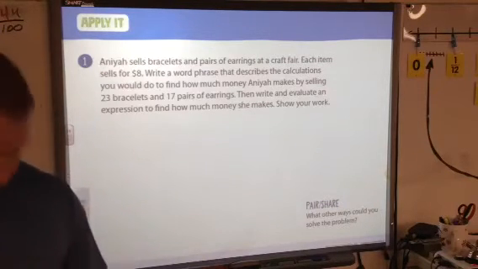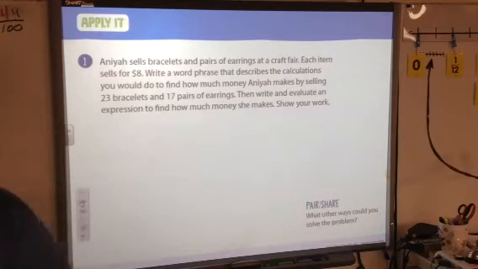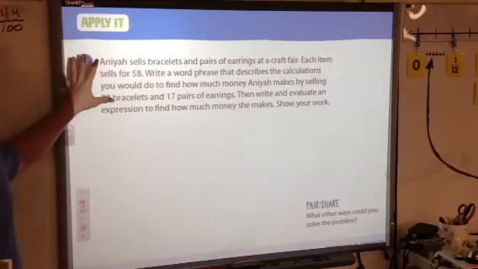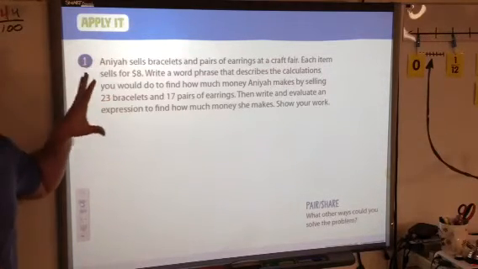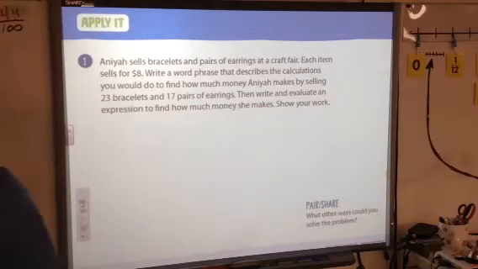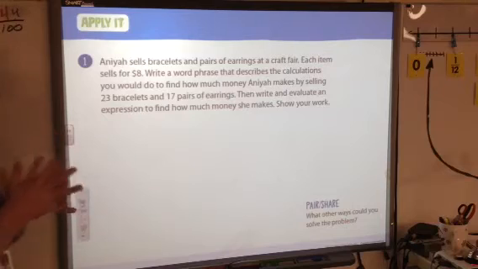Wow. So we have to do a couple different things here. We have to write an equation depicting this problem and how much money Anya makes by selling her items, as well as a word phrase. We haven't had to really create word phrases yet. So, here we go.